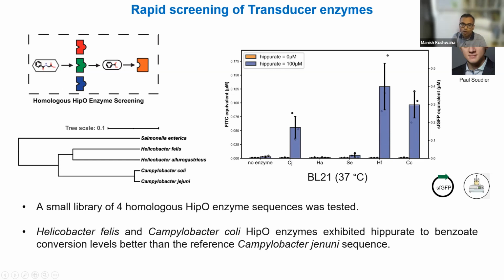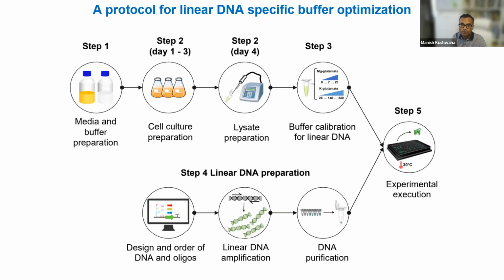So with this, I hope that I've convinced you that linear DNA is quite a great way of rapidly prototyping your system. It saves you time, of course, and for us, as I've already said, what was very interesting was that it told us that you need to optimize your buffer specifically for the settings that you want to run in.